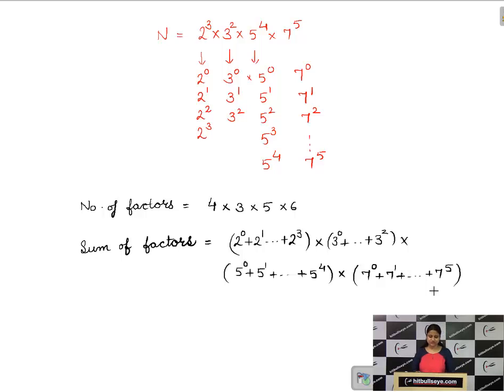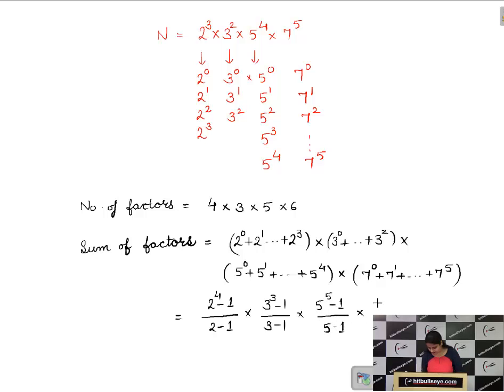So if we apply GP's formula, it will be (2 raised to power 4 minus 1) upon (2 minus 1), (3 cube minus 1) upon (3 minus 1), (5 raised to power 5 minus 1) upon (5 minus 1), (7 raised to power 6 minus 1) upon (7 minus 1). That is the answer for this question.